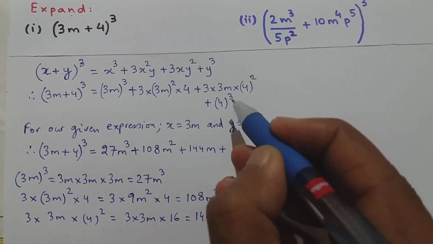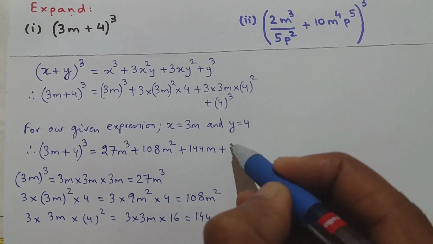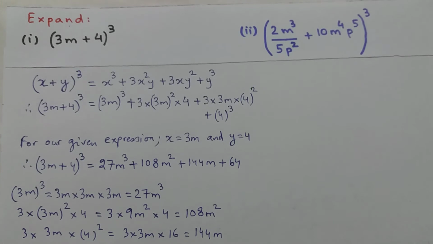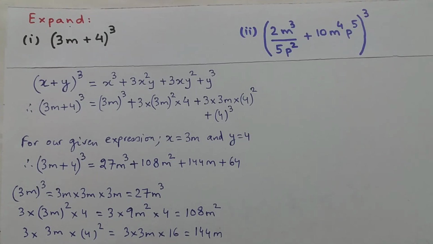4 cube. Now 4 cube is 4 4s are 16, 16 4s are 64. So 4 cube is 64. And with that we have solved this question. So when we expand (3m plus 4) whole cube, we get 27m cube plus 108m square plus 144m plus 64. So this is the answer for question number 1.